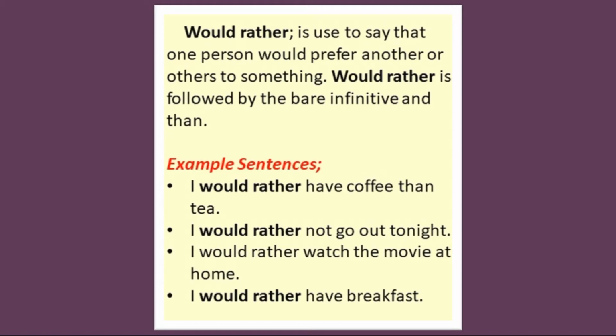For example, I would rather have coffee than tea. So you have two options, coffee and tea, and you are expressing that you prefer coffee. I would rather not, this is negative, go out tonight. So as you can observe, you have to add not after would rather if you are expressing a negative sentence.